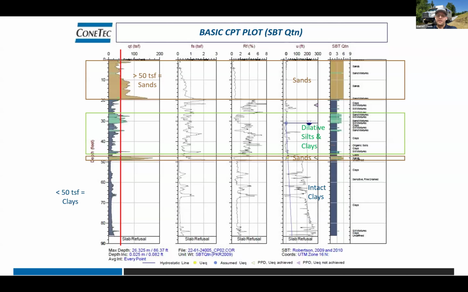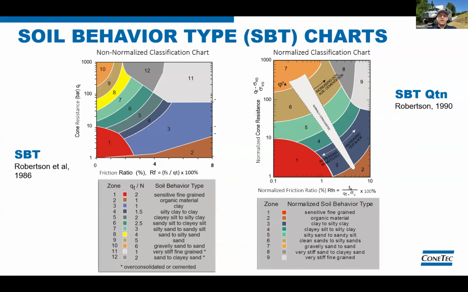And we're using the SBT QTN chart from Robertson in 2009 on this plot, and you can see how these materials are then classified as such. Soil behavior type is the basis for advanced interpretations. It classifies soils into categories of sands, silts, and clays, and supports your design.